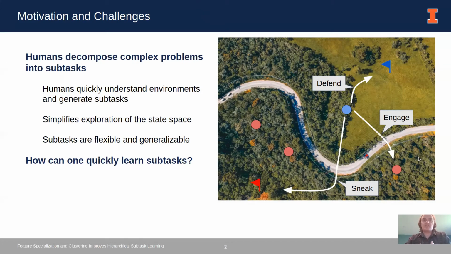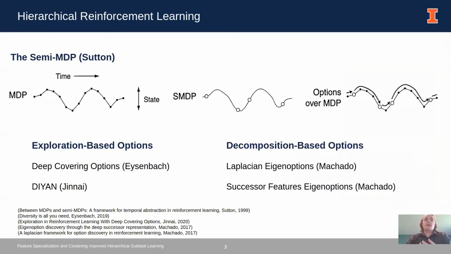The main question of hierarchical reinforcement learning is how one can quickly identify these subtasks. This problem is often framed in the semi-Markov decision process, where in an MDP, one navigates between these different states to their goal location, whereas in a semi-Markov decision process, one identifies only the key states that they must navigate to, and then defines options which navigate between those key states. And so there are many ways to identify what these options are.